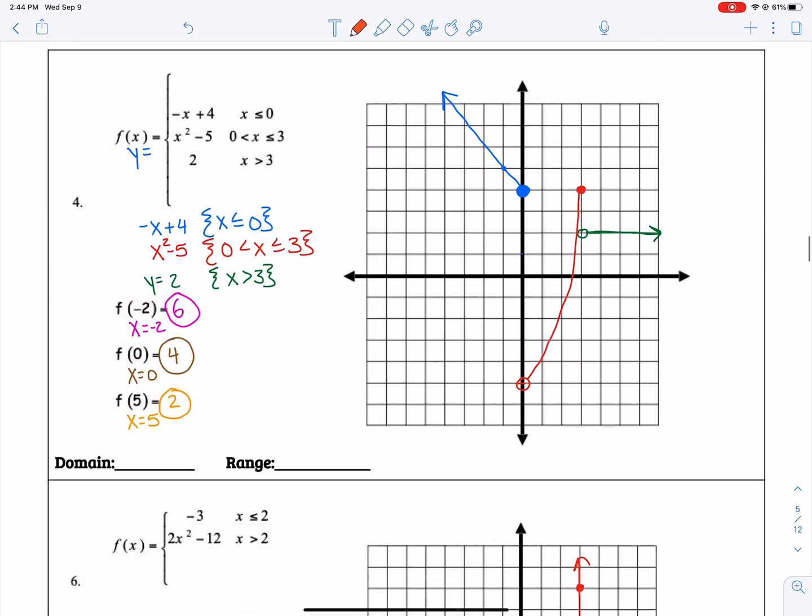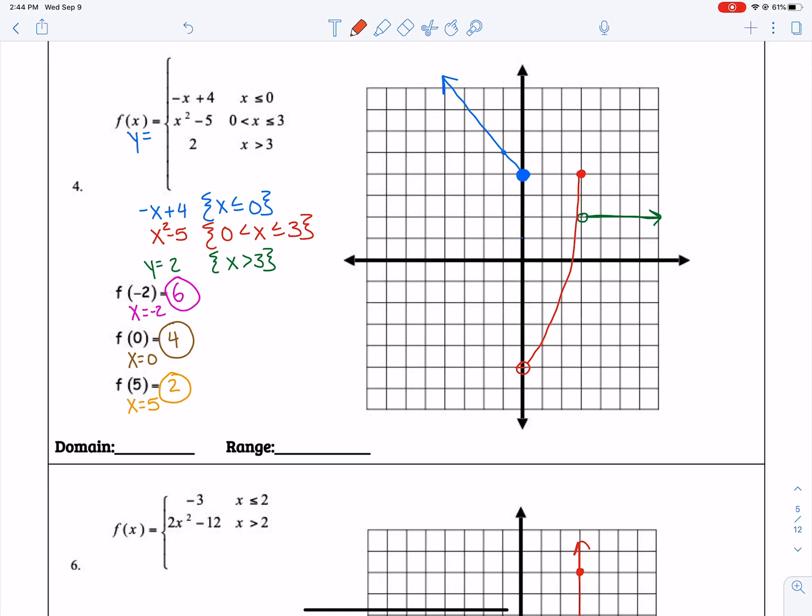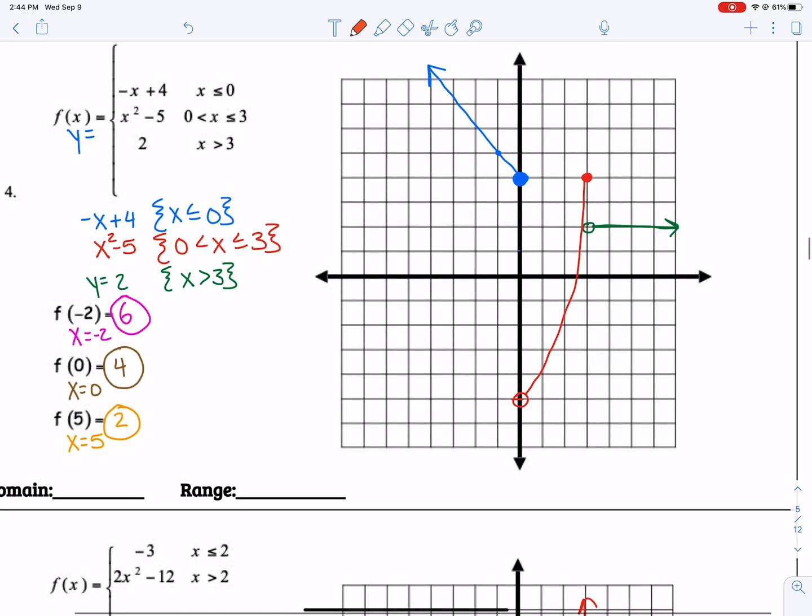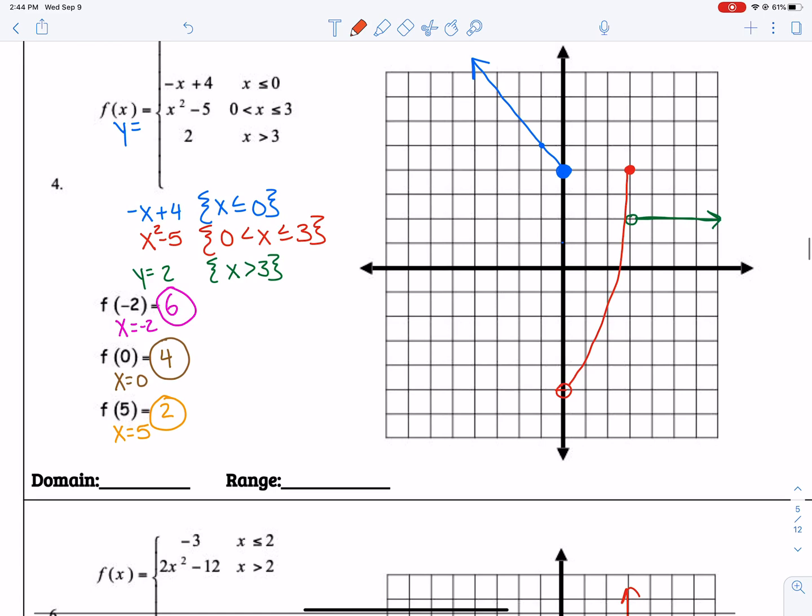All right, let's look at the next one. This graph we've already worked on in a previous set of notes to get this one graphed. Now let's think of domain and range. So domain is from left to right. What are the x values that are included in this graph? You can look at it and think of it from left to right. You can also use these intervals up here to help write it out.